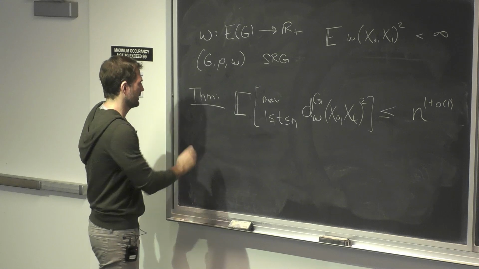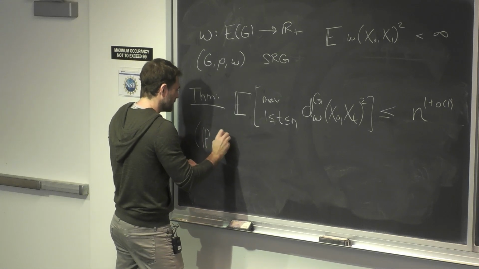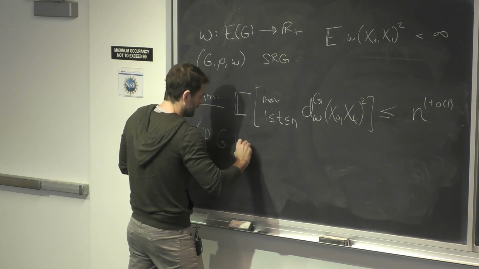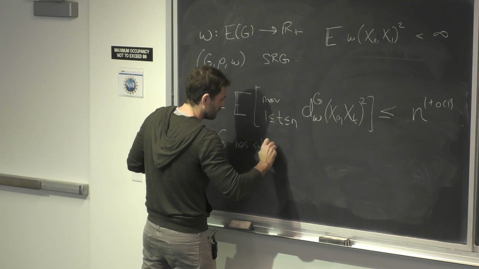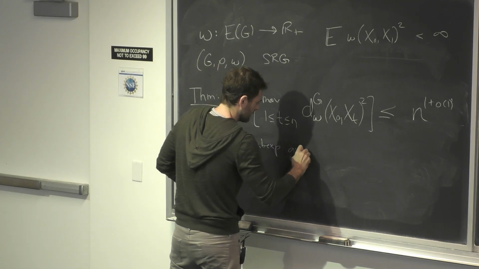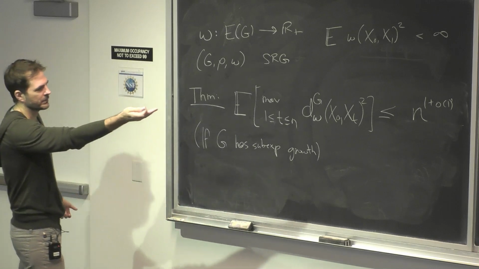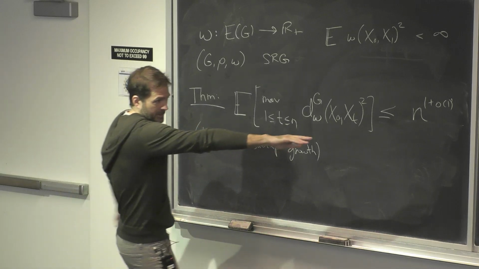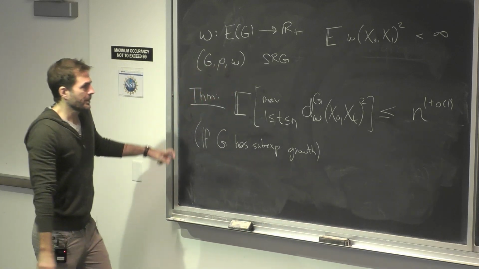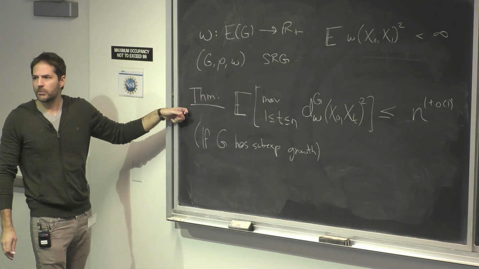Okay, so here's a fact. This is formally only true if G has sub-exponential growth, which is fine for us because we're assuming that it has almost sure sub-exponential growth. We're assuming it's only interesting if we have polynomial growth. Okay, so this uses Markov type theory.